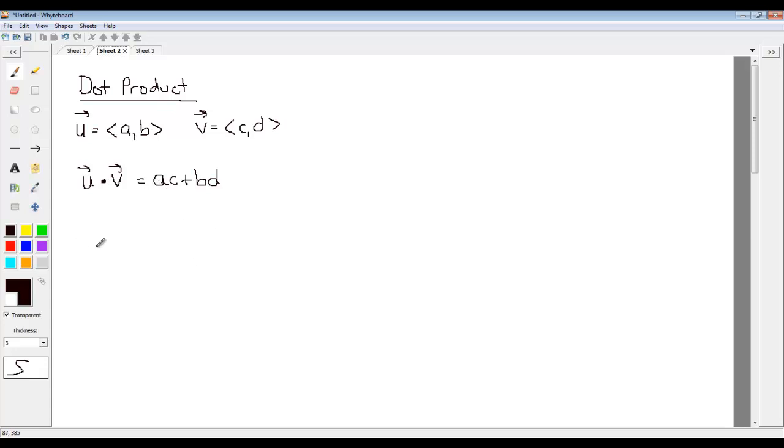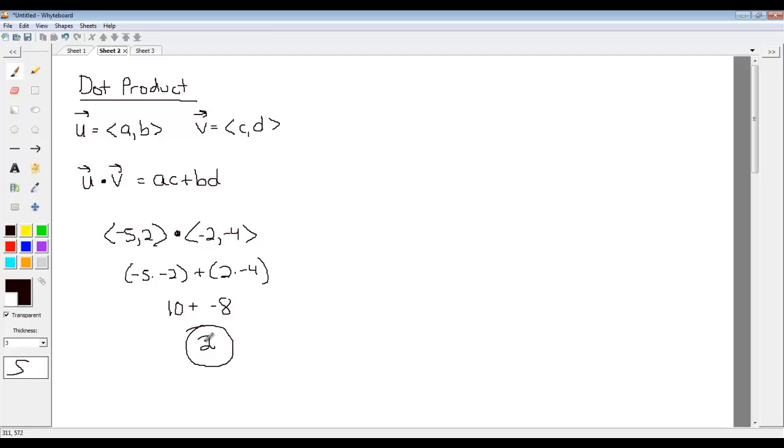So if you have vector negative 5, 2, and you're doing the dot product with negative 2, negative 4, what that's saying is to take negative 5 times negative 2 plus 2 times negative 4, and you'll get 10 plus negative 8, or 2. So notice you get a scalar when you do that dot product. It's also known as the inner product. So we get a real number for this, not a vector.